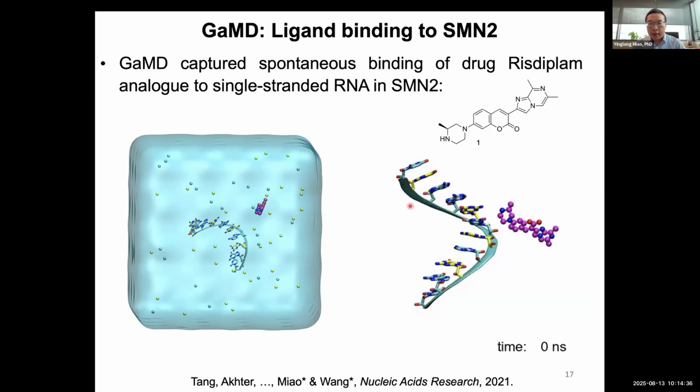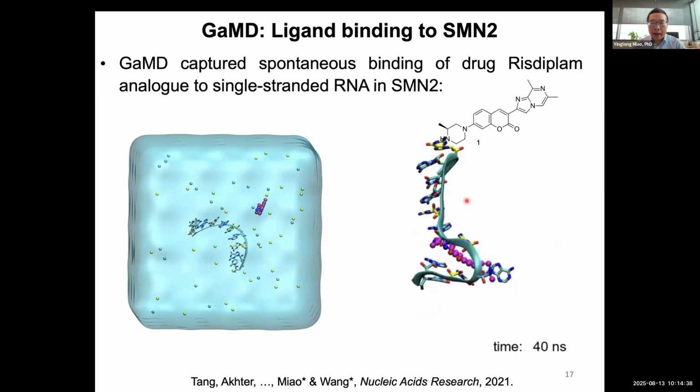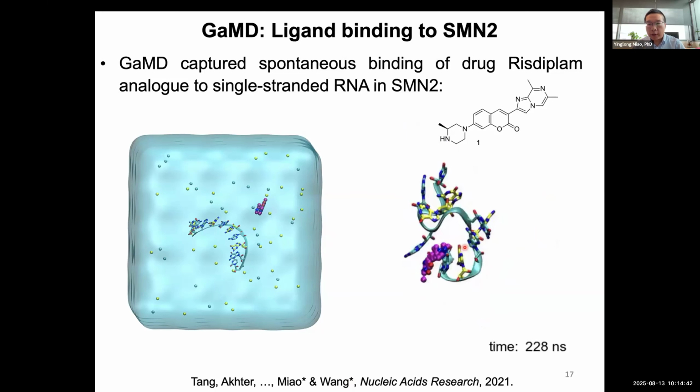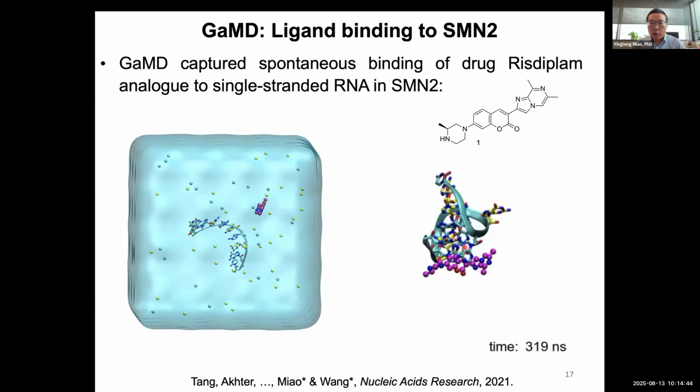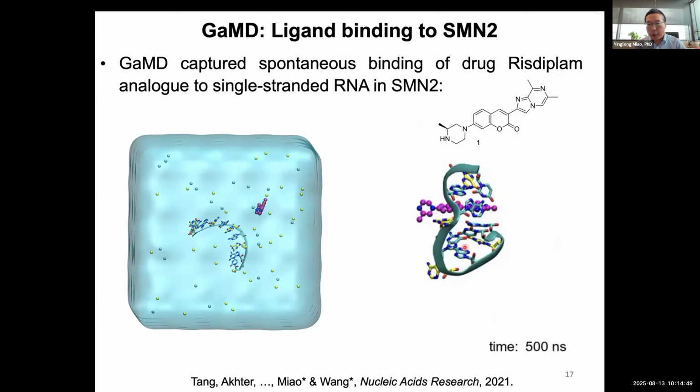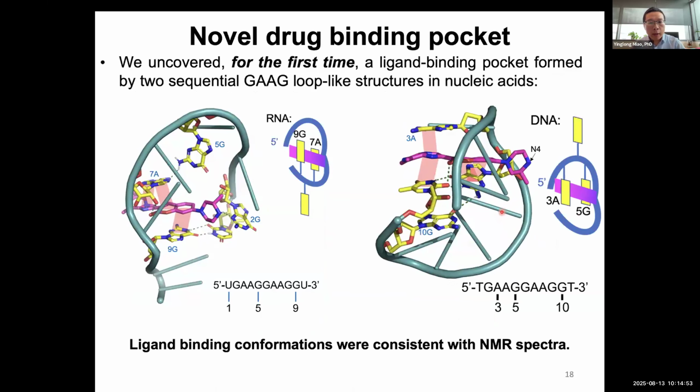As you run the simulation, the ligand could diffuse and bind very quickly to the RNA. It can induce the folding of the RNA structure, and they can rearrange the conformation. At the end, they form a compact, very beautiful complex like this. And we observe the ligand binding to both RNA and the DNA. For the first time, we discovered a novel ligand binding pocket formed by two sequential GAAG loop-like structures.